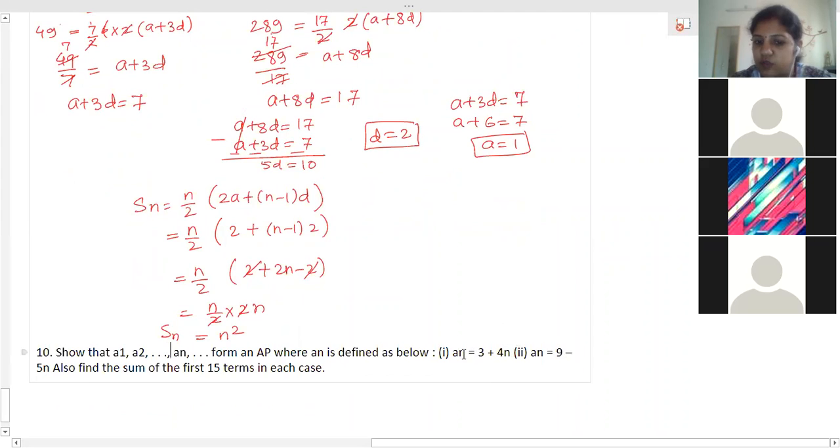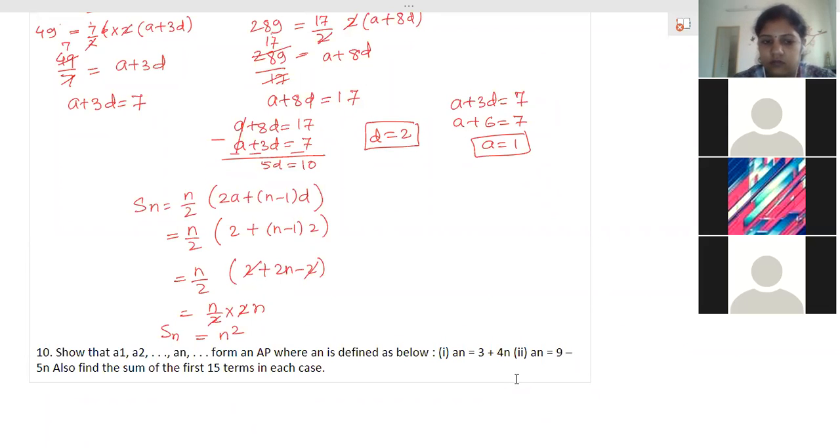Yes, ma'am. If you substitute n as 1, you will get the first value, that is 4 plus 3, 7. When n is 2, a2 is equal to 11. 4 times 2 is 8 plus 3, 11. a3 is 4 times 3 is 12 plus 3, 15. So you will get 7, 11, 15 as an AP. And then from that, find the sum of 15 terms. So the AP you have to form first, and then find the sum of 15 terms.